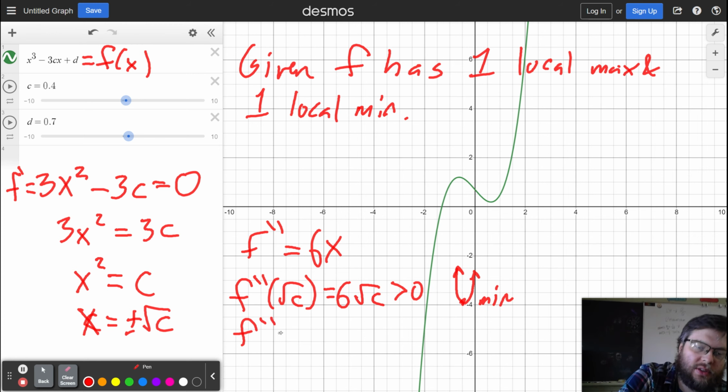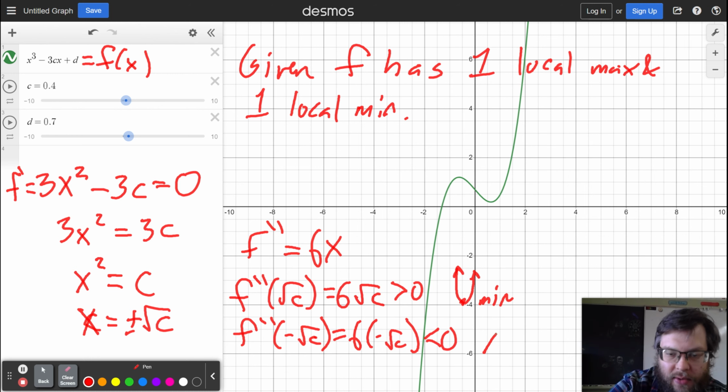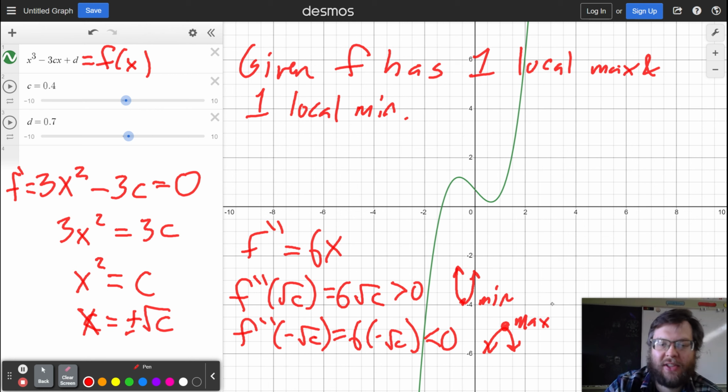If, however, the second derivative is negative, like what will happen when I plug in negative root c, then we know we have a concave down and we have a maximum. So therefore, we know that if we plug in the square root of c, we'll get a minimum. And if we plug in negative square root of c, we'll get a maximum. And what do we plug them into? We plug them into the original function. That's how we get a y value.